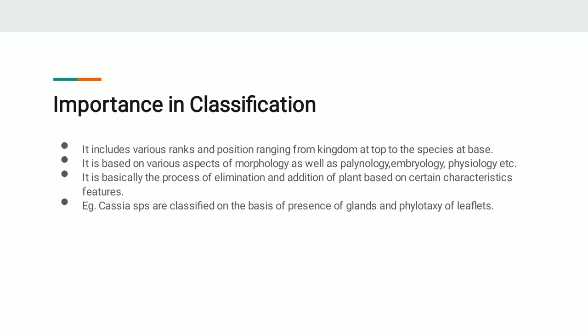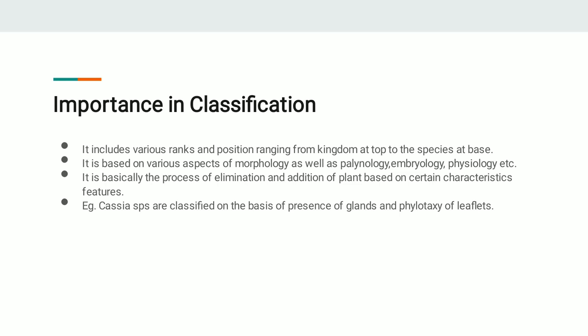So classification of a plant has the important position of the various parts of plants. Palynology, meaning the study of pollen grains, is required to identify or classify the plant. Then embryology, which deals with the embryo of the plant. Then physiology also. It is basically the process of elimination and addition of a plant based on certain characteristic features. So classification is derived on the methodology of elimination and addition of the plants.